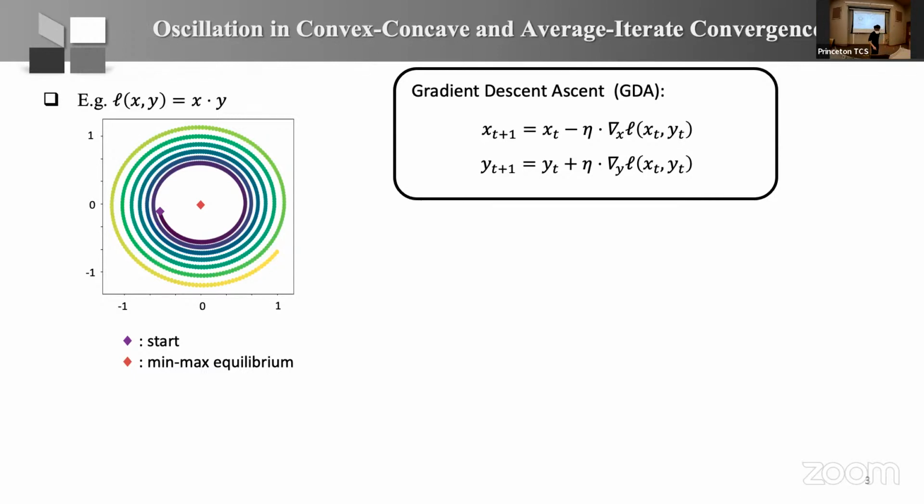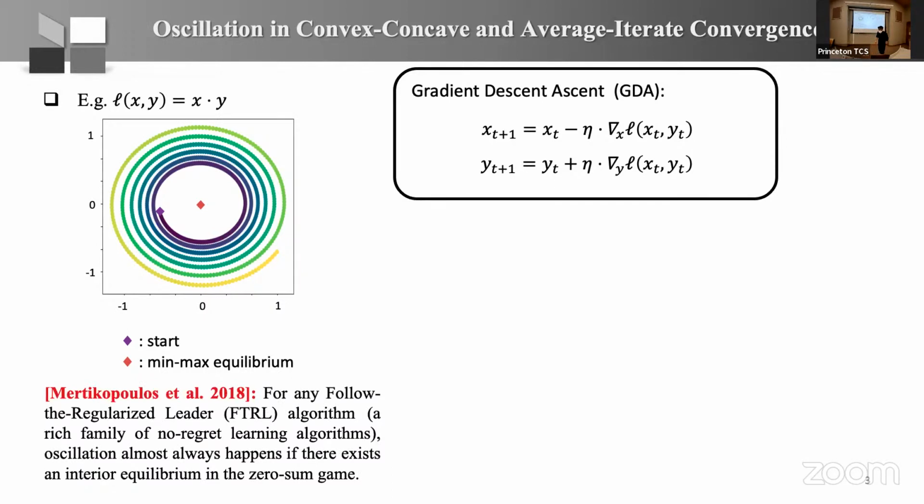Yes. So you can actually prove this quite easily for any step size. This is still the case. Right. So step size is not the issue. And so gradient descent ascent, many of you know that it's a special case of this family of no-regret learning algorithms known as follow the regularized leader. So it turns out this diverging phenomenon is quite general.